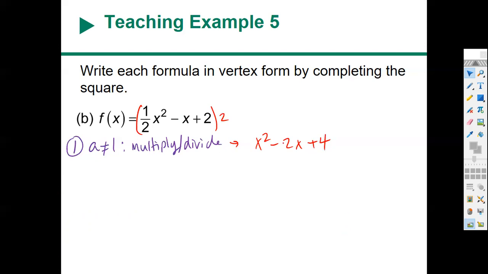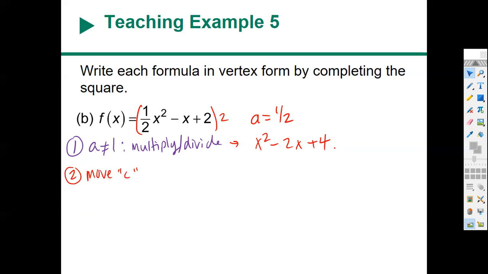Okay. But just because we multiply, it doesn't take away from the fact that our A still equals 1/2. Now that we've multiplied, our A is now equal to 1. We now just proceed with the rest of the steps. So step 2 was to move our constant. So step 2 is to move your C variable.